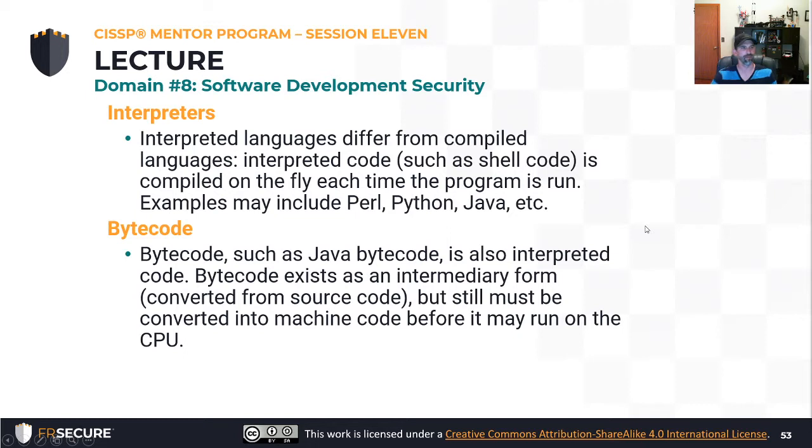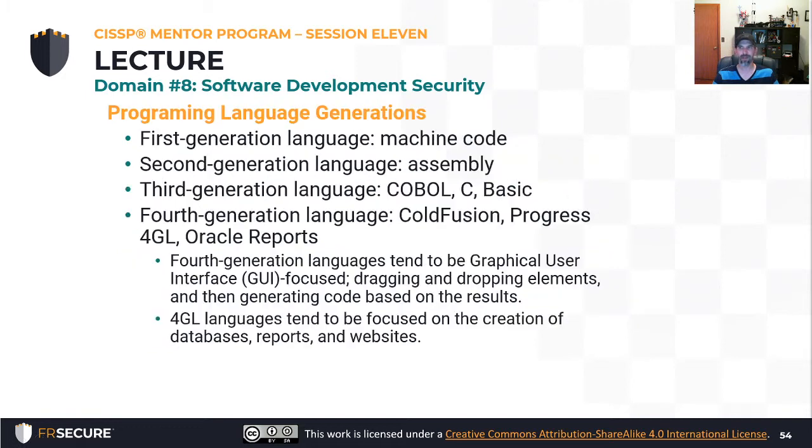Interpreters are for interpreted languages, so you have different compiled languages. Shell code is compiled on the fly each time. So Perl, Python, Java, these things are interpreted languages. Then you've got bytecode. Java, for example, is interpreted as bytecode. It's anything that is an intermediary when converted from source code, but still must be converted to machine code before it can actually hit the CPU. So the Java Virtual Machine handles that handoff for you.